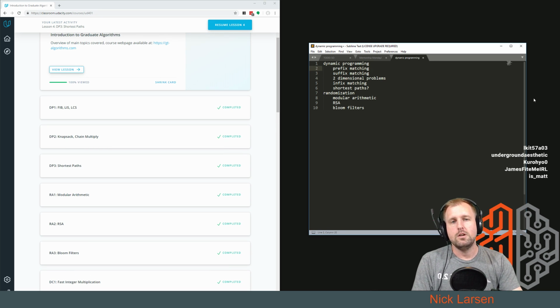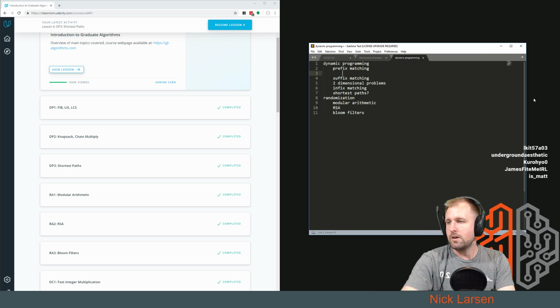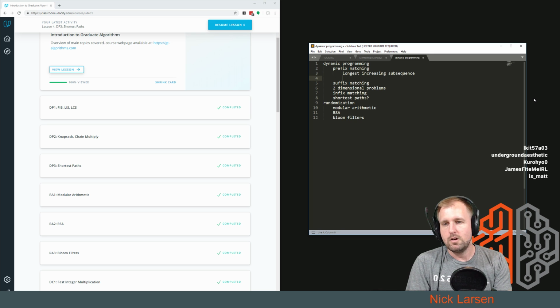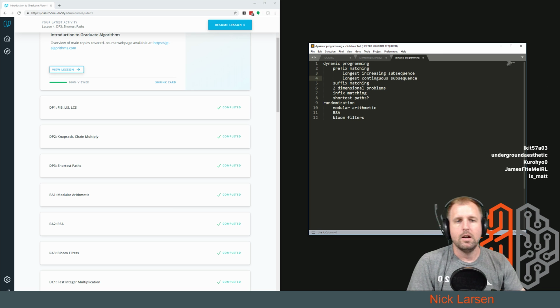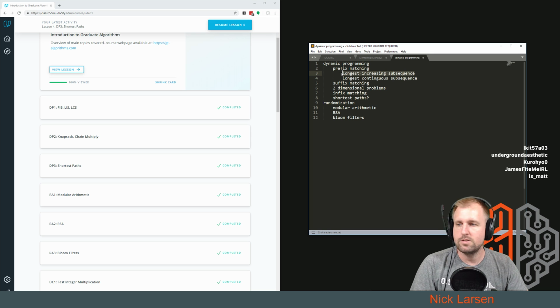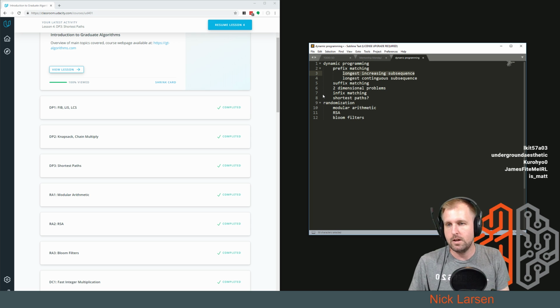So then you come in here and say, okay, prefix matching. You give a couple examples of prefix matching. In this case, you have longest increasing subsequence, and then longest contiguous subsequence. The idea here is that now you want to describe how these work. On your exam, you're almost always given problems that map very closely to whatever you are given in the homework or something you can find in the book.